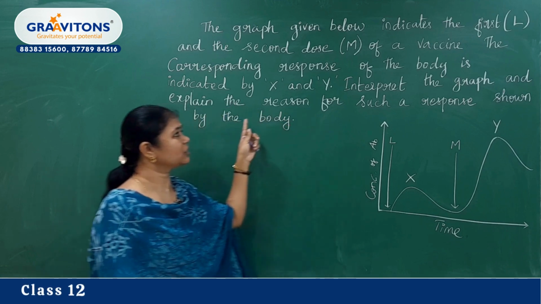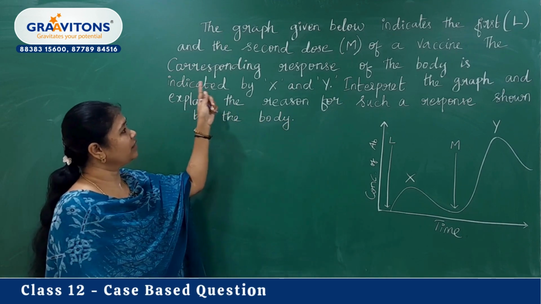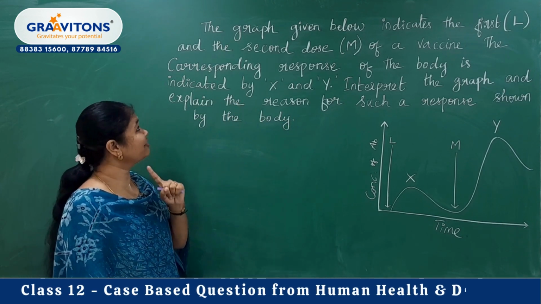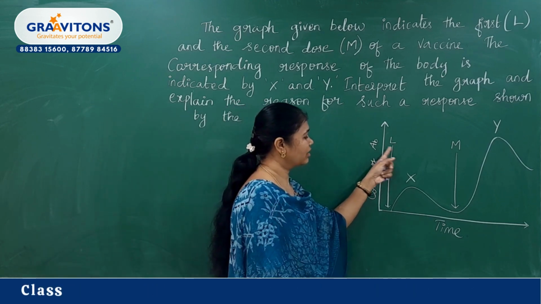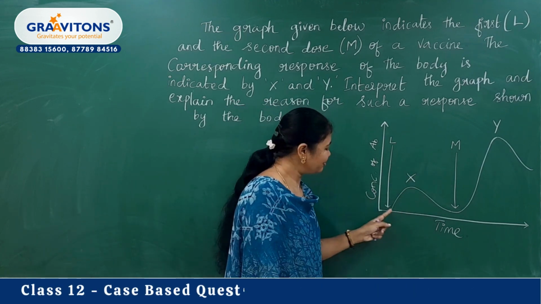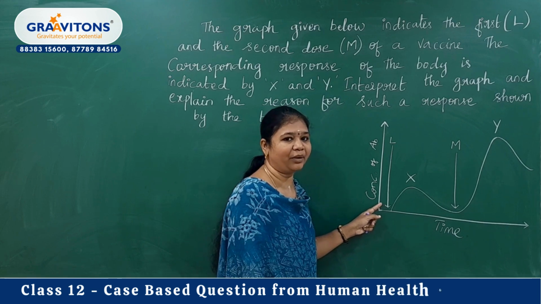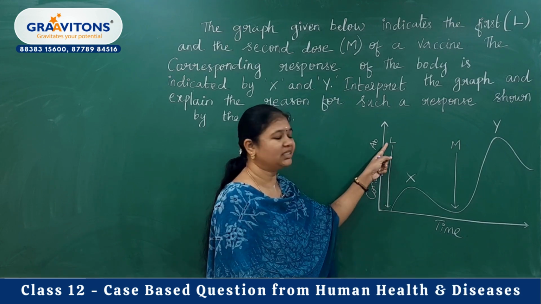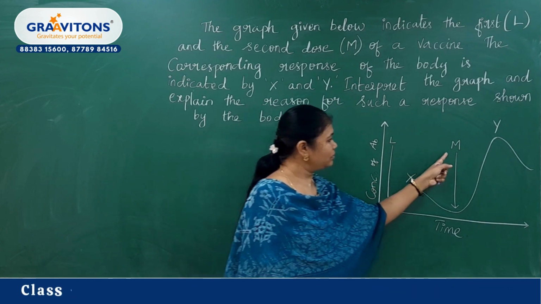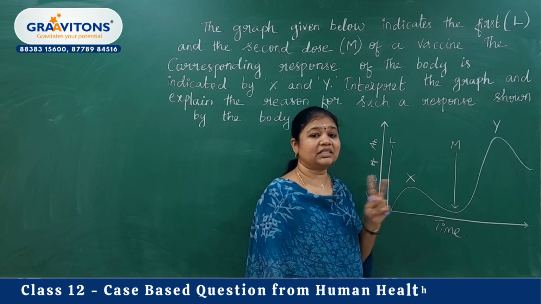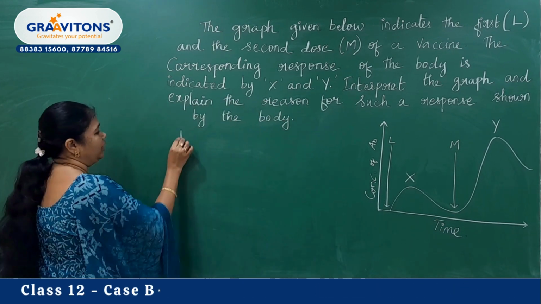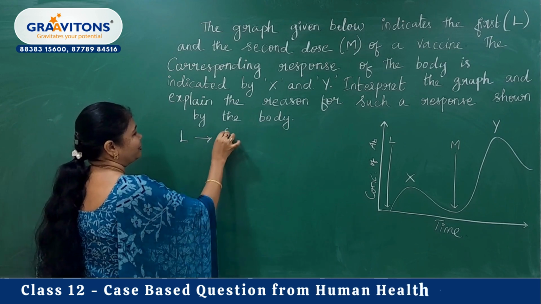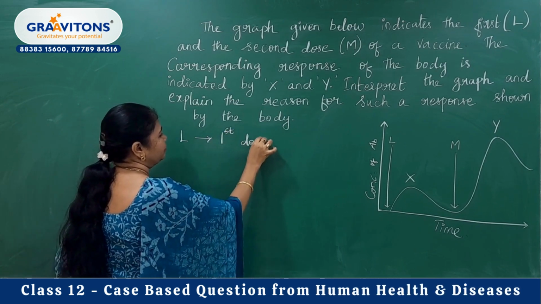So now coming to the question, the graph given below indicates the first dose and second dose of the vaccine by L and M. So this is the first dose of the vaccine, the time at which the first dose of the vaccine is given, and M is the time at which the second dose of the vaccine is provided. Okay, so L will be the first dose of the vaccine.